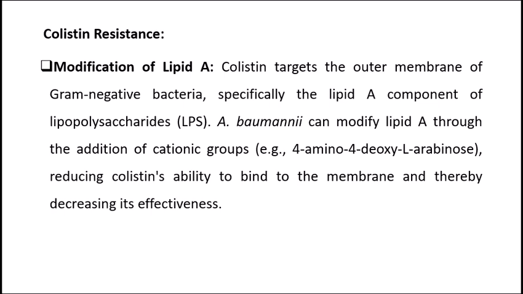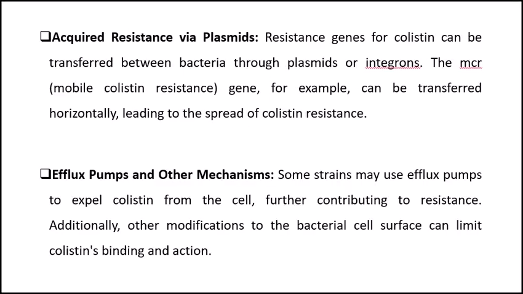But the bacteria change the surface. The magnet cannot stick anymore. That is why colistin cannot bind properly. The outer membrane is not damaged and the antibiotic becomes ineffective. There are also other ways for Acinetobacter baumannii to resist colistin. We have acquired resistance via plasmid.